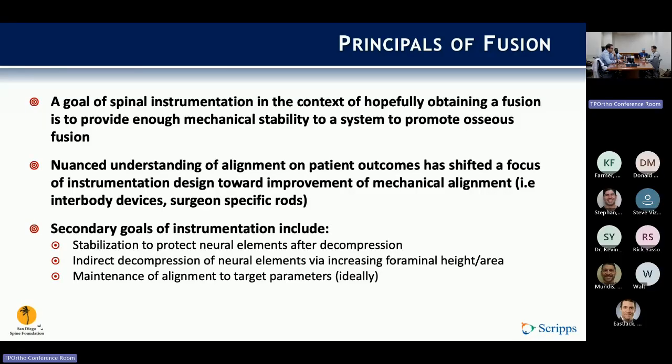So, some principles of fusion. The goals of spinal instrumentation, in the context of hopefully obtaining a fusion, are to provide enough mechanical stability to a system to promote osseous fusion, bridging of bone. A nuanced understanding of alignment and patient outcomes has shifted the focus of instrumentation a bit towards improvement of mechanical alignment, with our interbody devices, surgeon-specific rods, and different materials. Secondary goals of instrumentation include stabilization to protect neural elements after decompression, or indirect decompression of the neural elements via increasing foraminal height and area, interbody work, and also maintenance of alignment to target parameters in an ideal world.